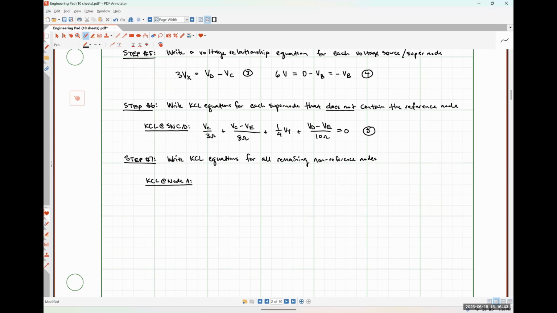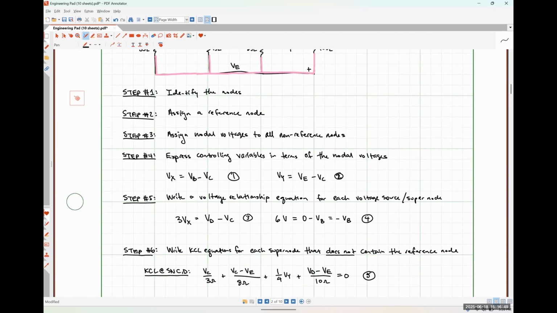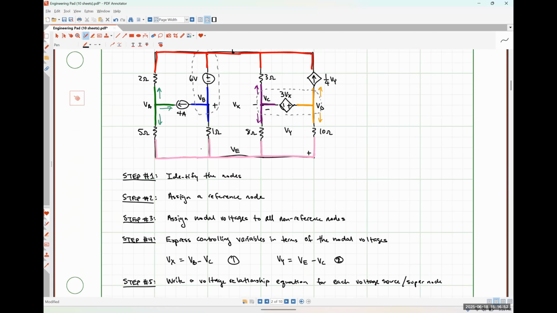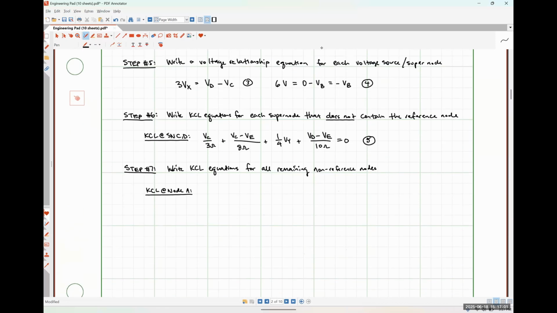I'm just going to go ahead and write these so that we have enough time to talk about how to use MathCAD and all of that kind of stuff. So to me, it looks like we're going to have VA over 2 ohms minus 4 amps plus VA minus VE over 5 ohms is equal to 0. Here's equation 6. By the way, if I make a mistake or you think I've made a mistake on any of these, please let me know.